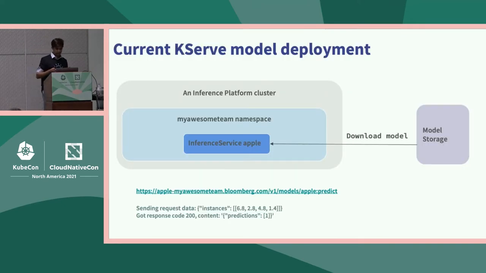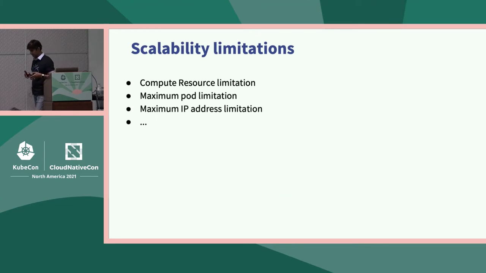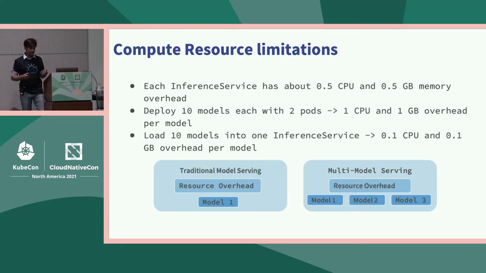Typically, when you look at how the models are packaged inside KServe, there is what we call an inference service, which gets provisioned on a per-pod basis, and that's where your model lies. So conceptually, you can map a model to a pod or a model to a container in that context. Now, what happens is the Kubernetes cluster started imposing quite a bit of limitations. There are limitations around compute resources, and around maximum pods and the number of IP addresses. For example, each inference service typically has a sidecar, which has an overhead of around half a CPU and half a gig of memory. If you have 10 models, you are replicating that overhead 10 times. So you are looking at 5 CPUs and 5 gig of memory for 10 models, versus if you pack these 10 models into one single inference service, you can reduce that overhead a lot.